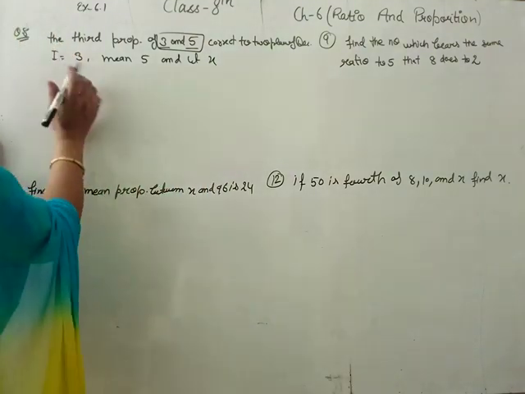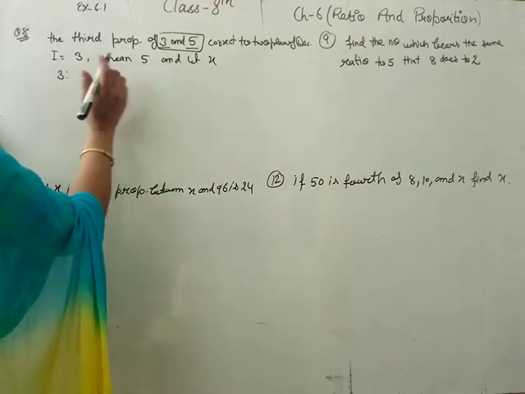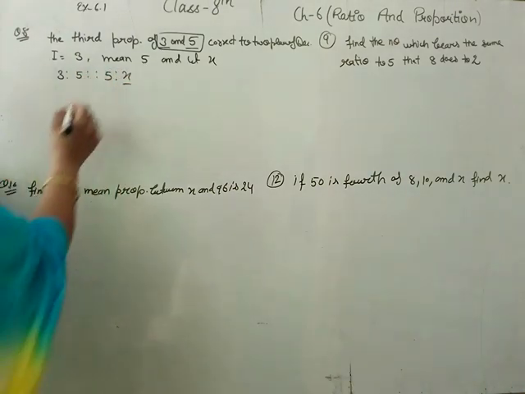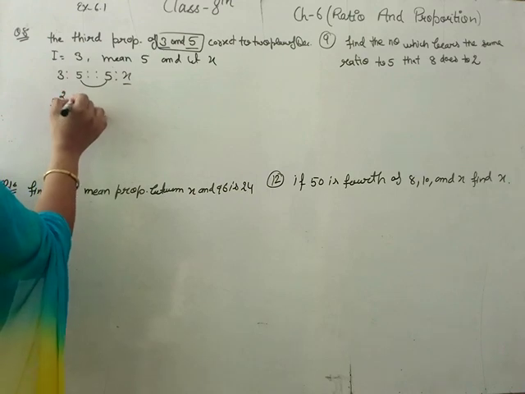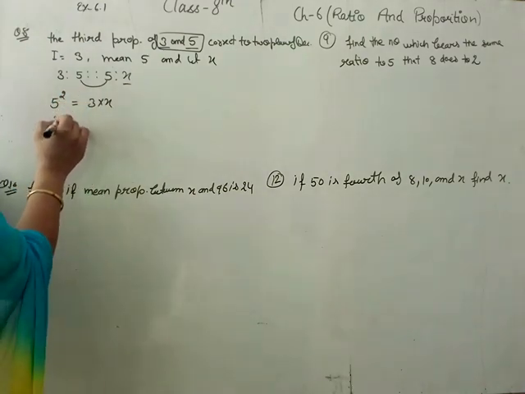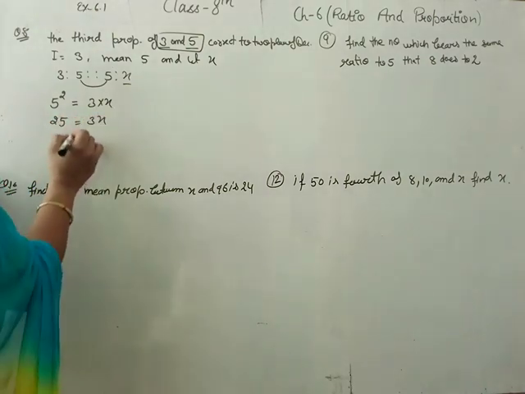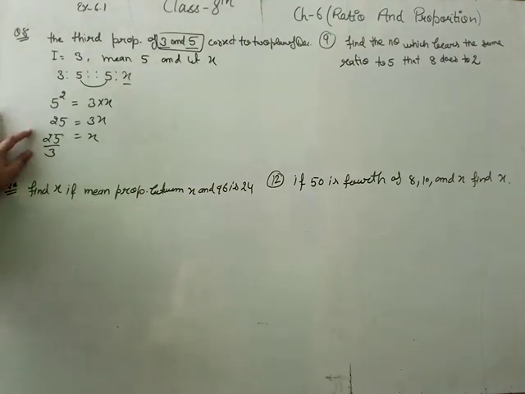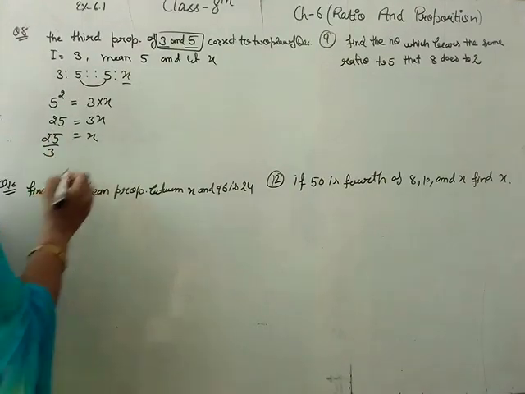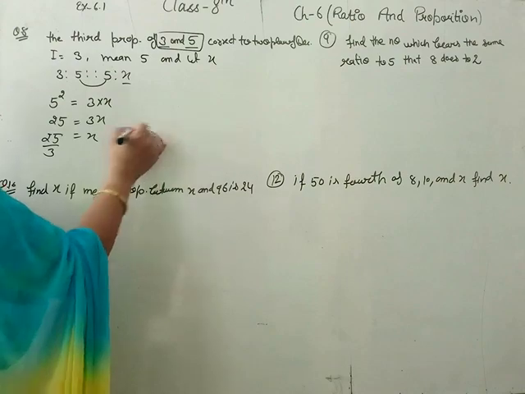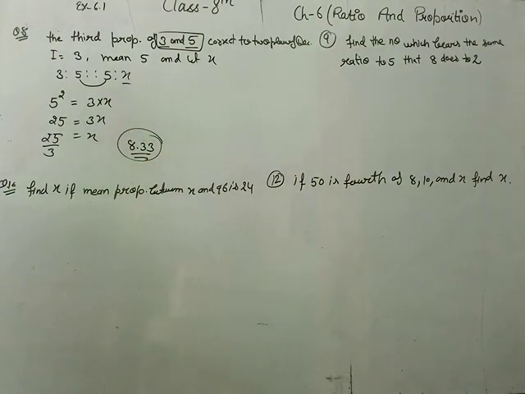Then according to continued proportion, first to mean and next 5 to x. This is the third. Then multiplication of this equals 3 multiplied by x, and 5 squared is 25, equal to 3x. Student, x equals 25 by 3. We find it correct to two decimal places. 3 into 25, 8 times, then 1, 3 threes, this is approximately 8.33.